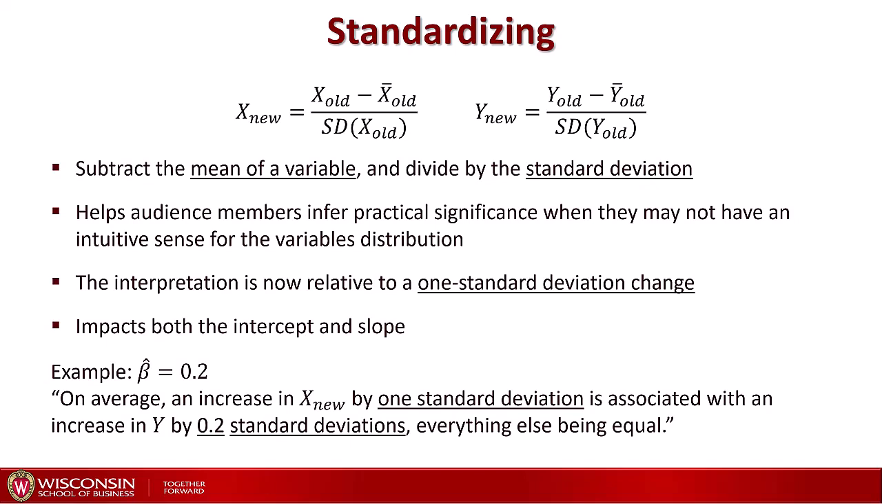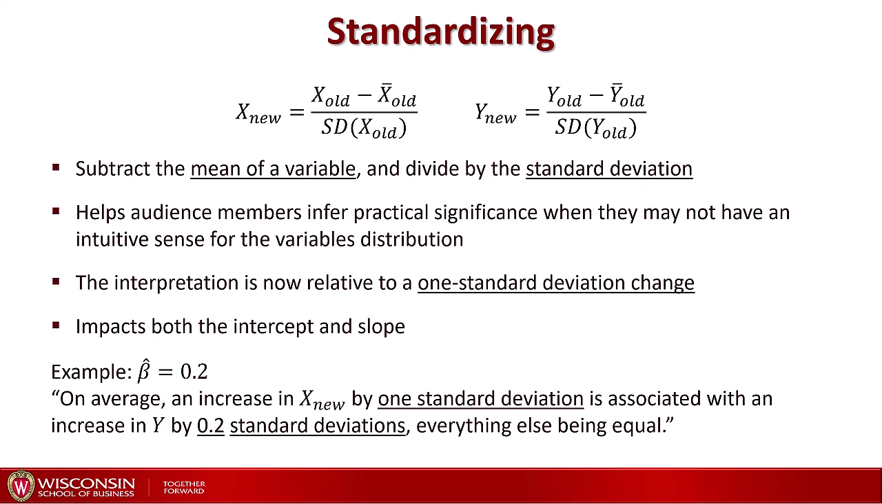It helps people who read the result to infer the practical significance when they may not have a sense of what the original distribution is. Because now the interpretation is in standard deviations. This transformation impacts both the intercept and the slope.